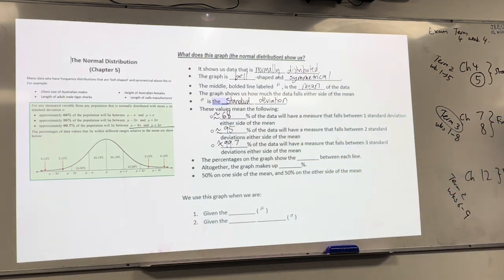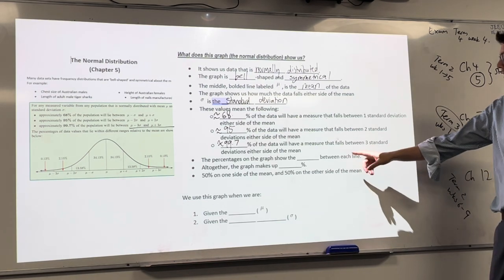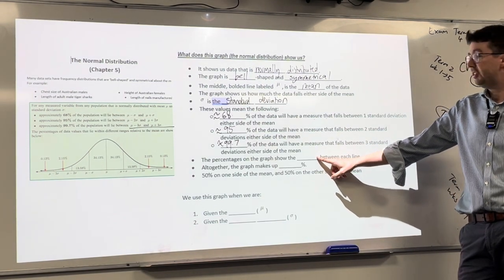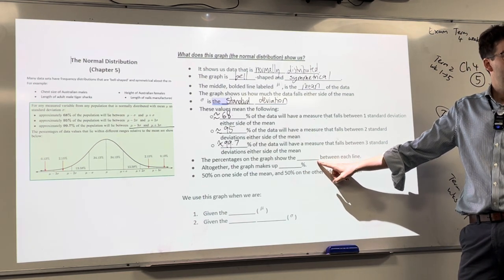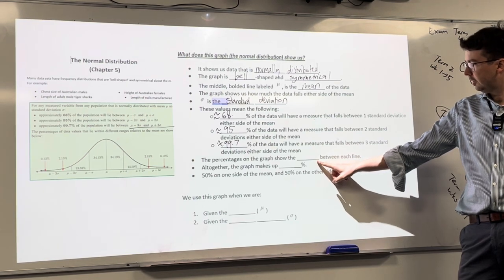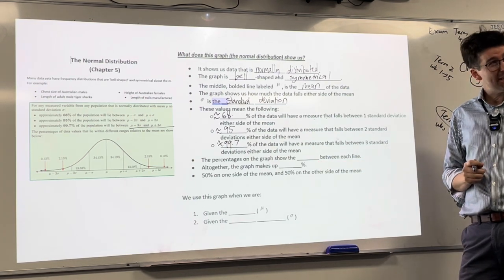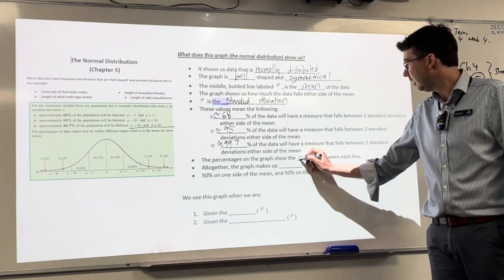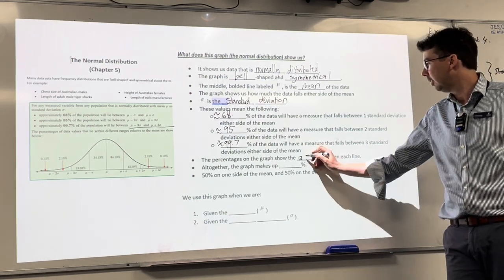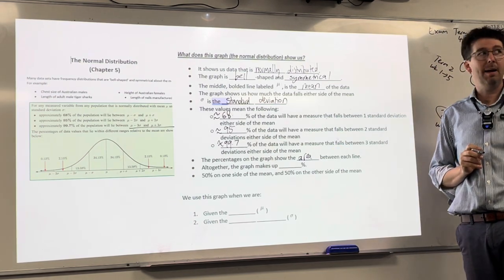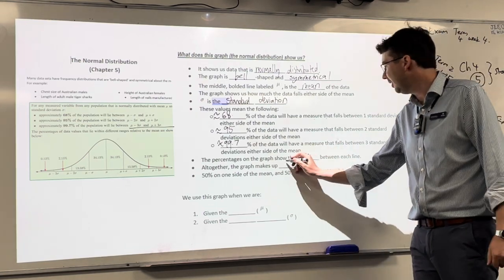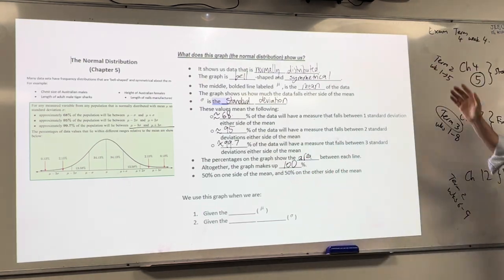Okay. We've got three blanks left. The percentages on the graph show the what between each line? It's a short word. Distance, close to distance. I was looking for area. Altogether, the graph makes up what? 100%. 50% on one side of the mean, 50% on the other.